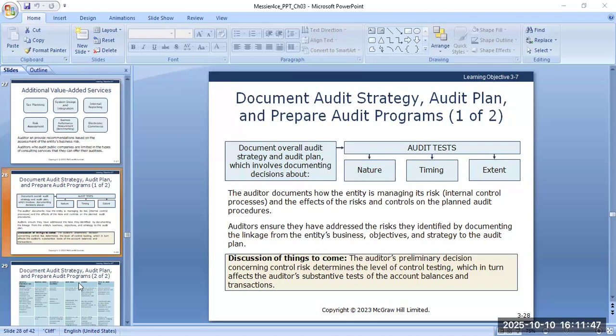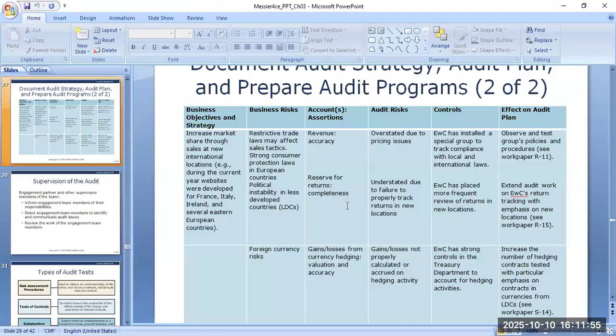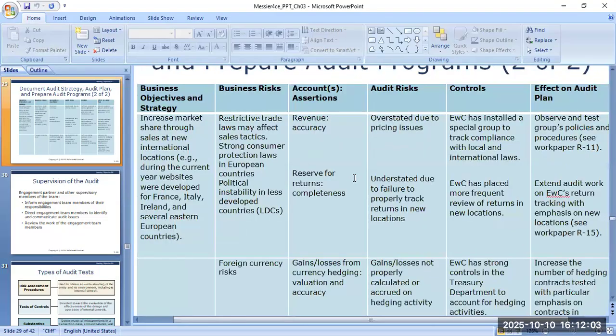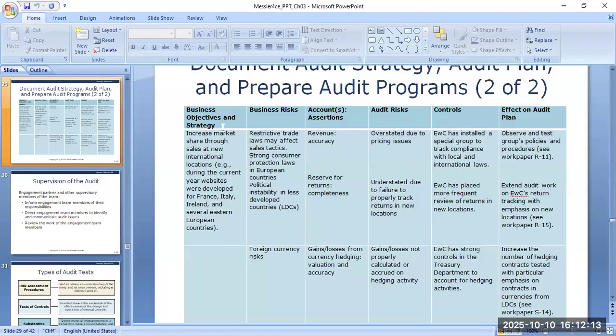Okay, let's keep going with this and let's see the documents. Now, watch this. This is kind of heavy. Business objectives and strategy. This is an example of documents showing how we document the audit strategy, audit plan, and prepare the audit program. First, we're going to go with the business objectives and strategy. Now, increase market share through sales at new international locations. That's what's happening in the company.